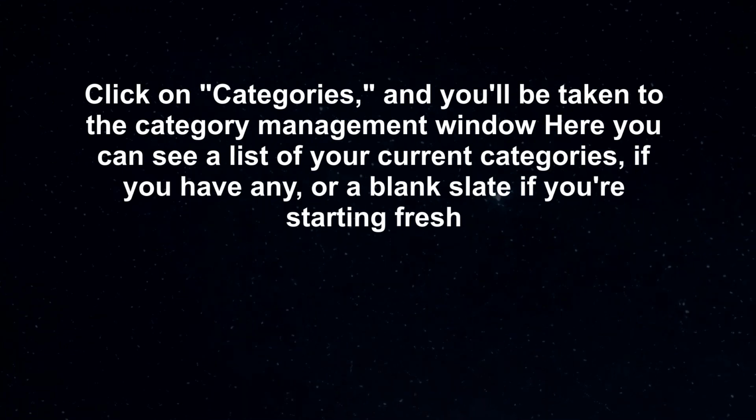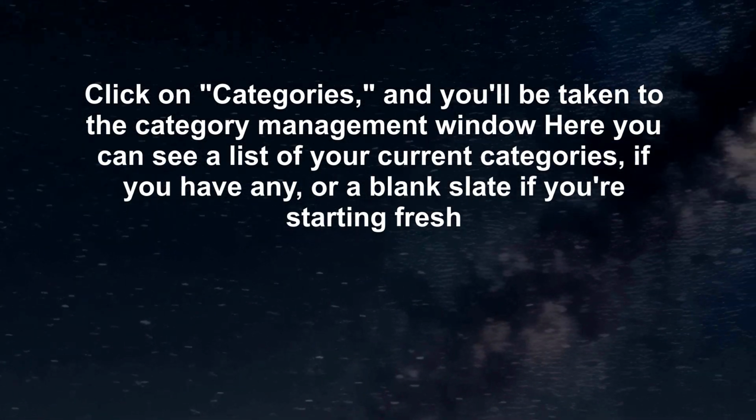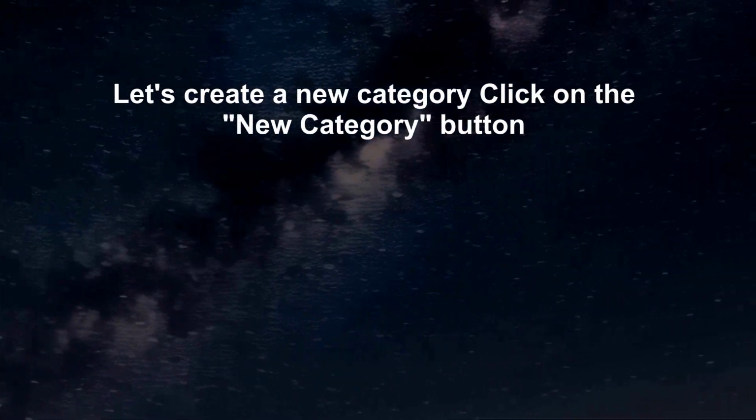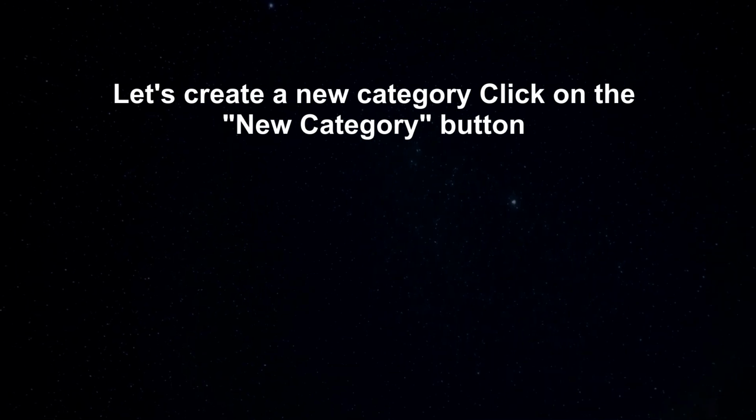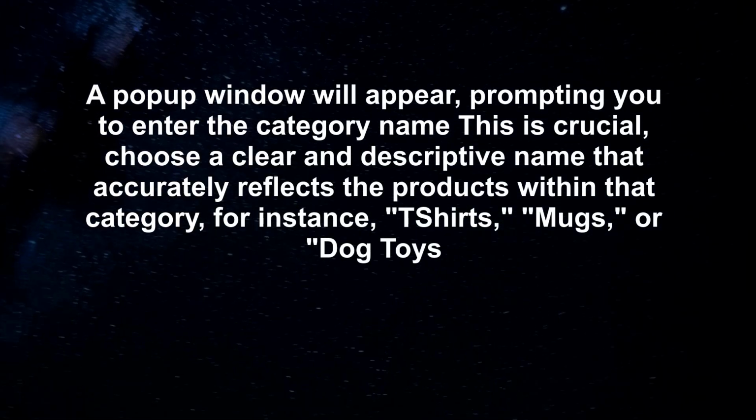Here you can see a list of your current categories, if you have any, or a blank slate if you're starting fresh. Let's create a new category. Click on the New Category button. A pop-up window will appear, prompting you to enter the category name.